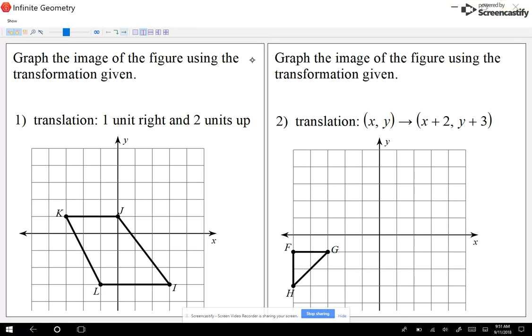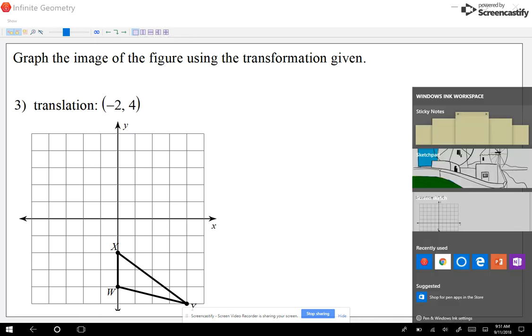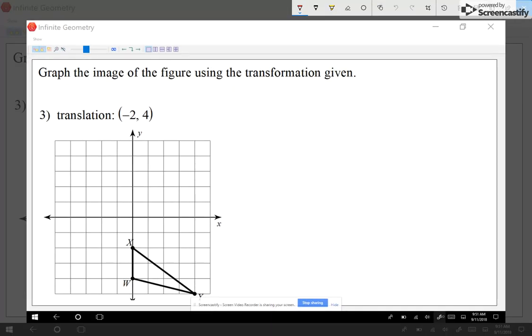Now, another way you can see these is something like this. Here we're using vector notation, which looks like inequality signs, it just didn't type like that. The -2, I'm thinking of x minus 2, I'm moving to the left. The +4 on the y side, y plus 4, means moving up. So my image, everything is going to move 2 to the left and 4 up.